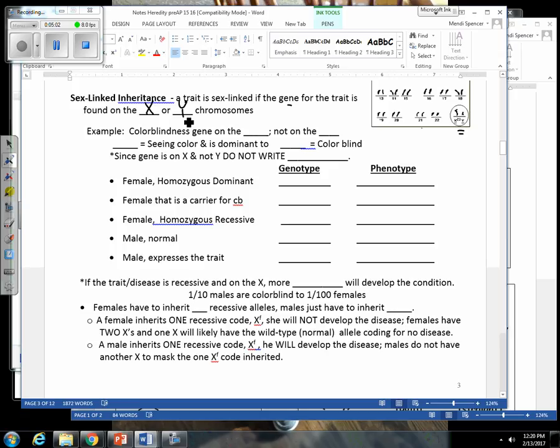Color blindness is found on the X chromosome. So there's a gene on the X, but you will not find a gene on the Y for color blindness. It's only found on the X.